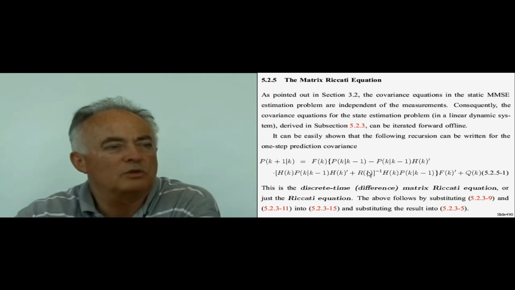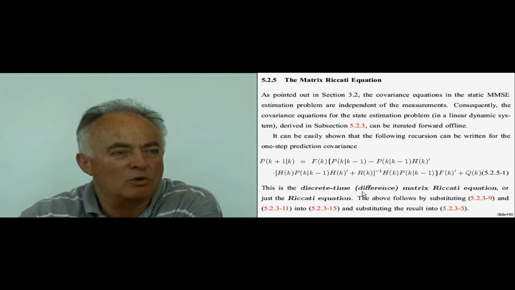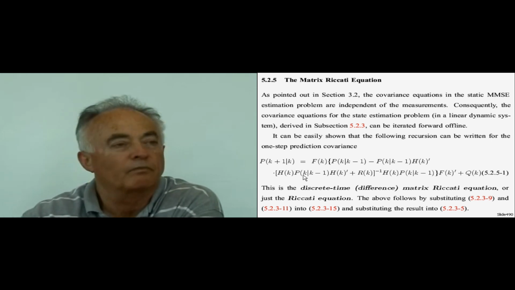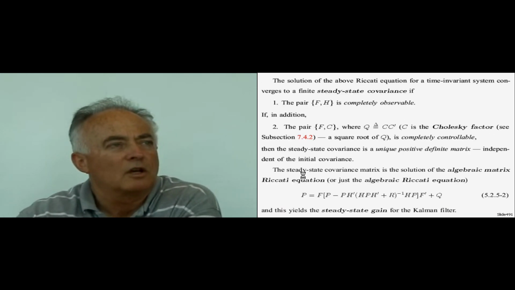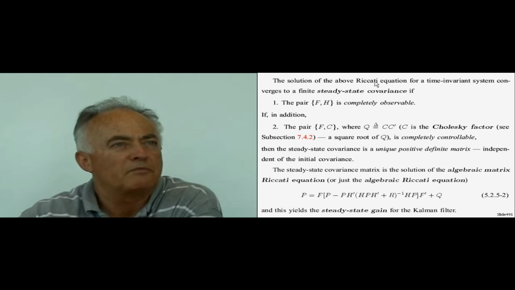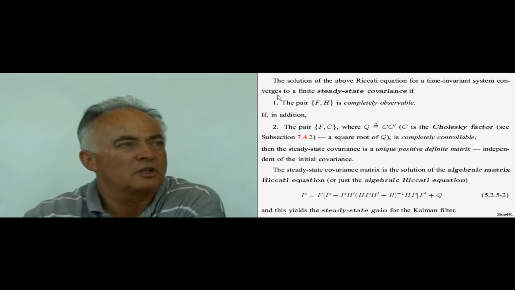Now, this is known as the discrete time or difference matrix Riccati equation, or just Riccati equation. It's nonlinear. You can see a P here minus a P, but that's multiplied by another P and divided by another P. So clearly it is a nonlinear equation. This has been studied by Riccati, obviously, for a time invariant system. Turns out we have the following very strong result.